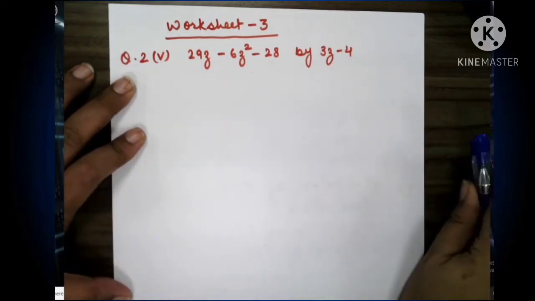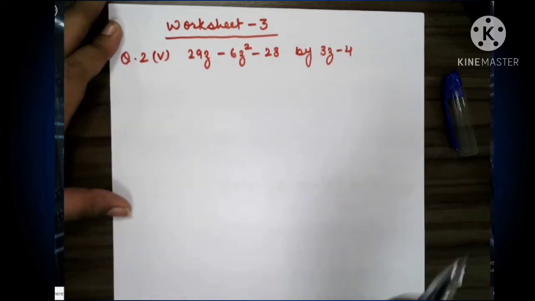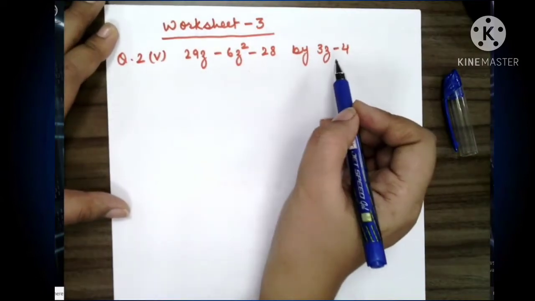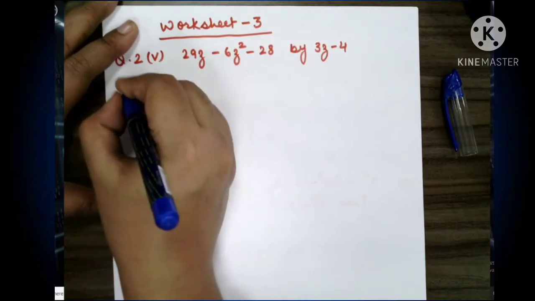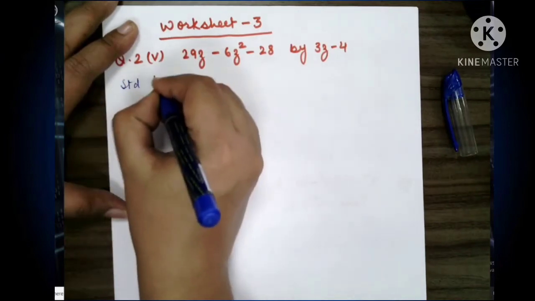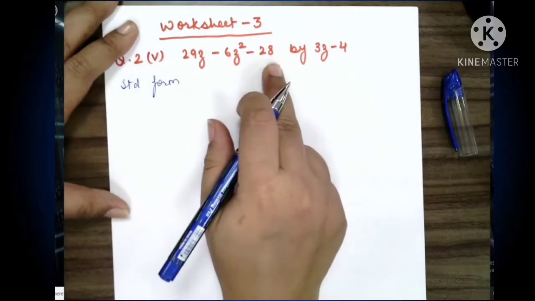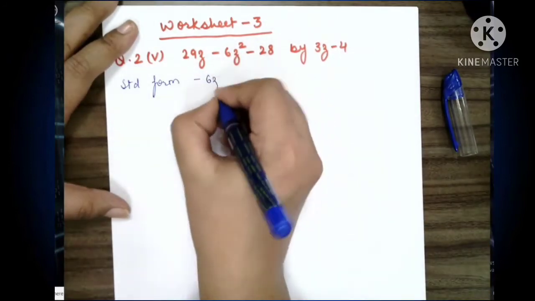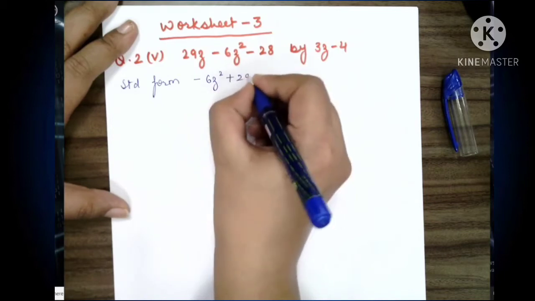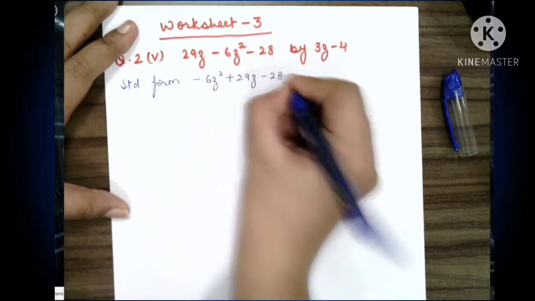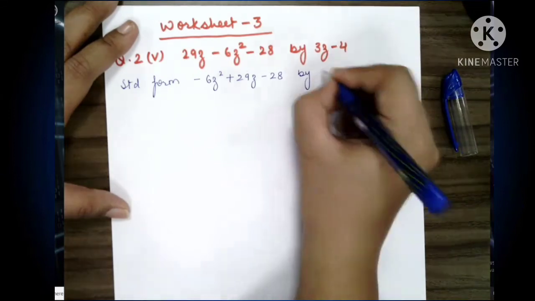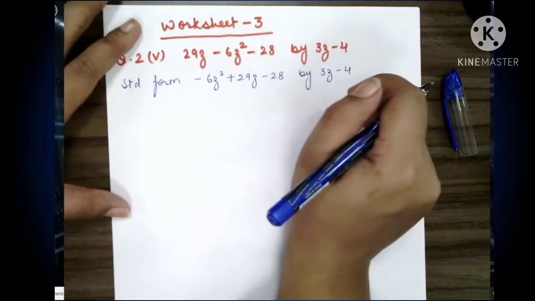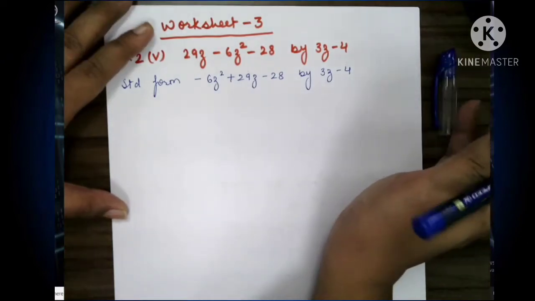What was the very first step? We have to convert both the dividend and divisor into the standard forms. So we wrote them in standard form. Very first, the highest power: minus 6z square plus 29z minus 28 divided by 3z minus 4. Now both your dividend and divisor are in the standard form. Let's start the division.